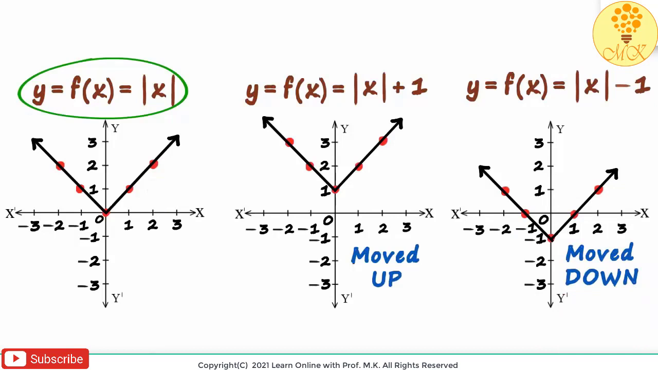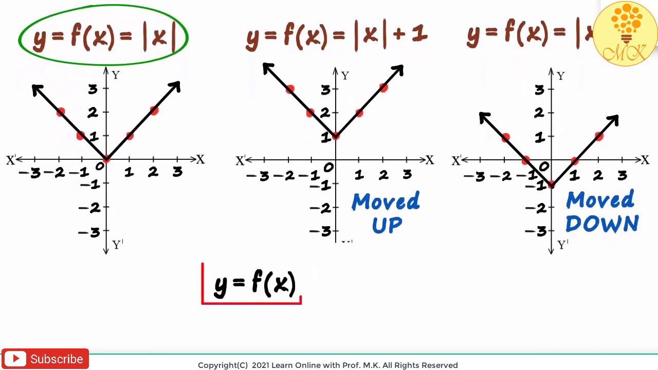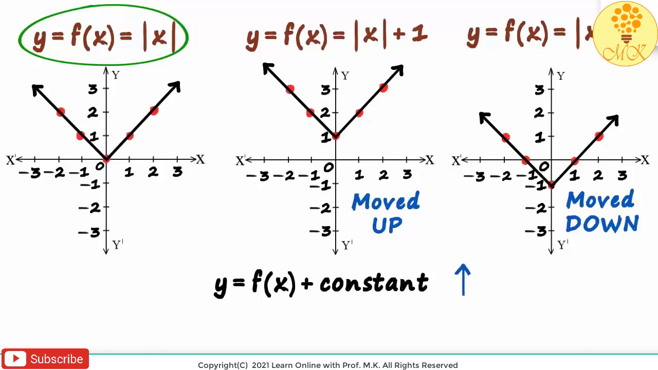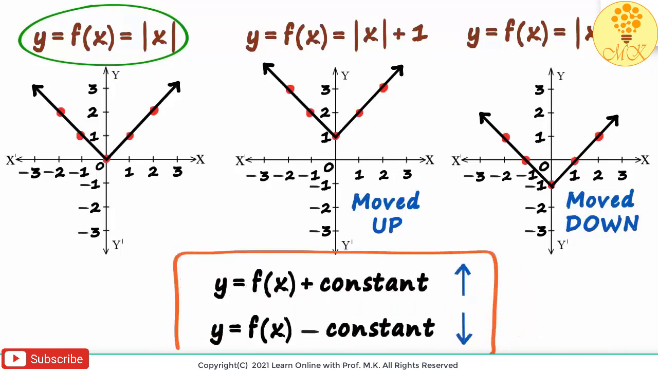So what are the conclusions we can draw? If y is equal to f of x is the original function, and we add a constant to it, the graph will move or shift up. And if we subtract a constant from it, then the graph will shift down. This concept is very important. What if we add a constant to the input? Something like y is equal to f of x plus 1? What will happen to the graph? Let's see that on a new page.